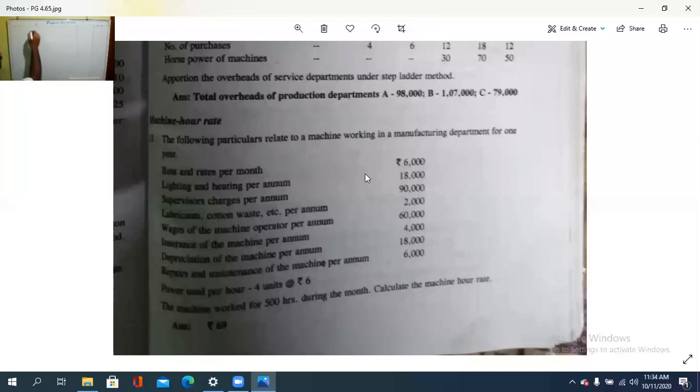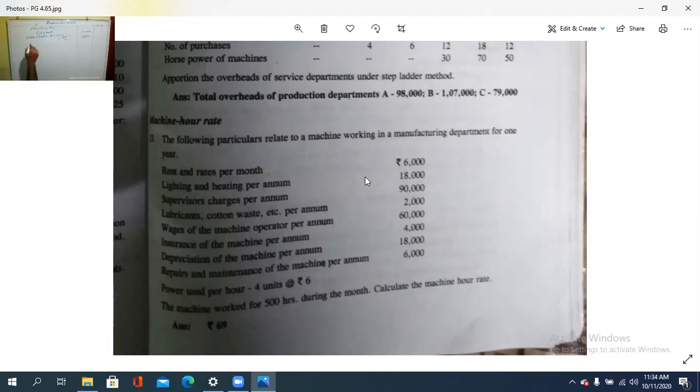So here, standing charges first. Rent, what is that? Rent and rates per month, that is 6,000. Then comes what? Lighting and heating per annum. It is yearly. So 18,000 divided by 12. So how much is it? We will check it. 1,500.